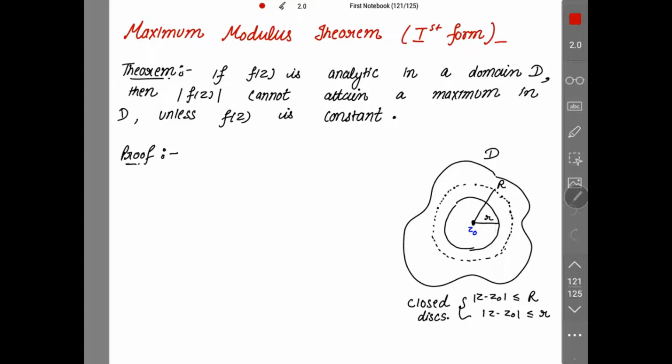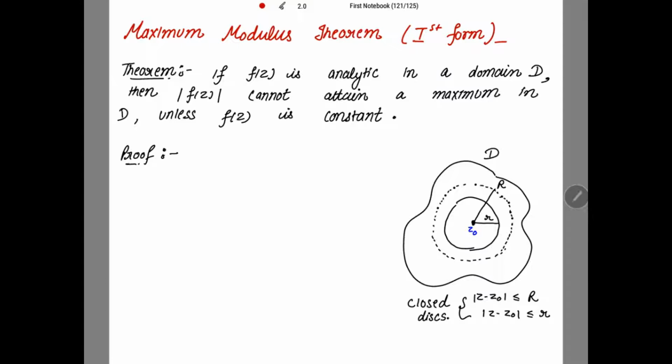Alright. So what do we suppose? We will suppose that it attains a maximum at a point in D. Suppose that point is z0. Okay. So this is your domain D, and I have drawn two closed disks having the radius small r and capital R, centered at z0. Now this is a closed disk, that is |z minus z0| less than or equal to capital R and |z minus z0| less than or equal to small r. Closed disk means the limit points belong to the disk. Alright, all the limit points belong to the disk.